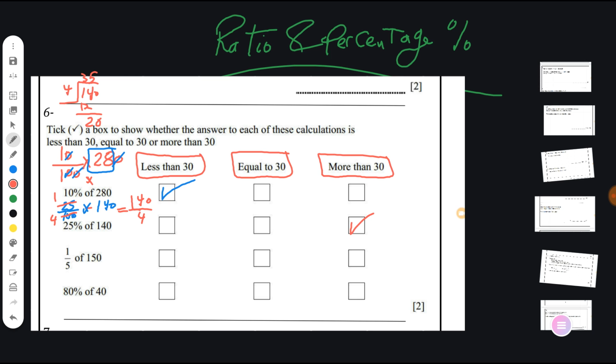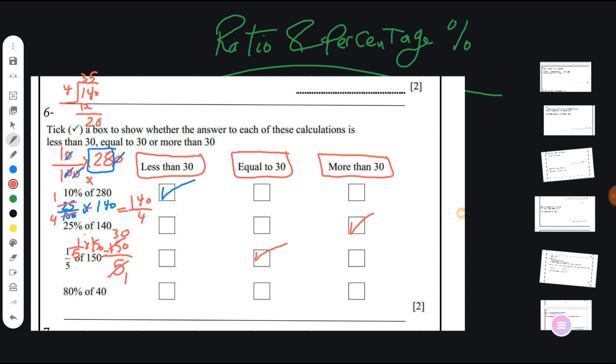1 over 5 of 150. That means 150 over 5, because 1 over 5 of 50 means 100. 1 over 5 multiply 150, which is equal, divide 5 equal 1, divide 5 equal 30, so it's exactly equal 30. Okay?